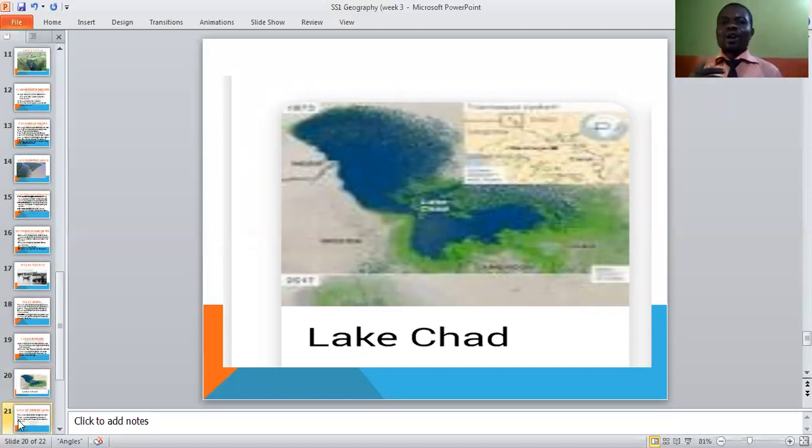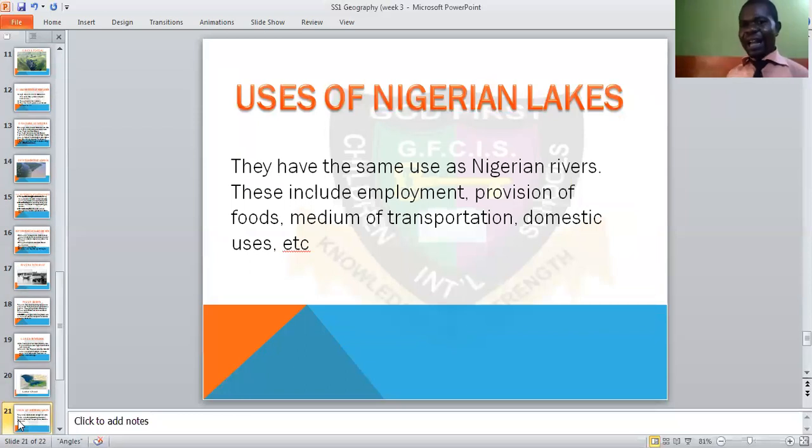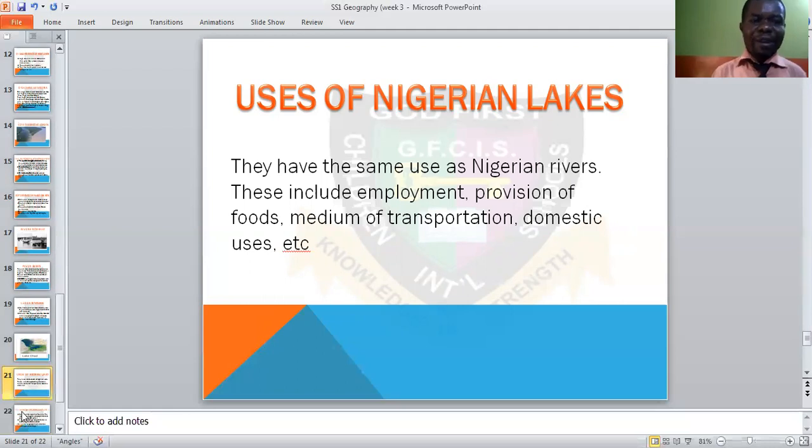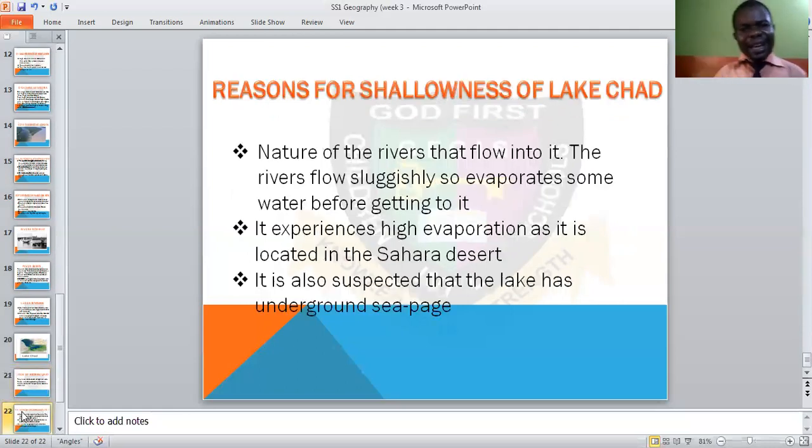Then, what do we use these lakes for? Just like the rivers, they serve the same function: employment, transportation, provision of food like fishes, and domestic use for washing and for bathing. Because it is also draining, just like the river, the lakes perform these functions, like we have explained on that of rivers.